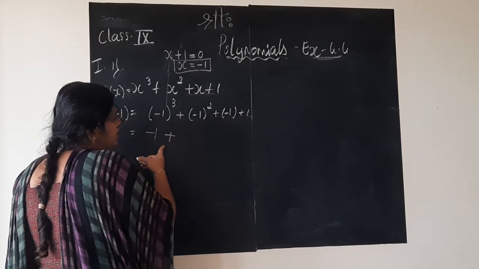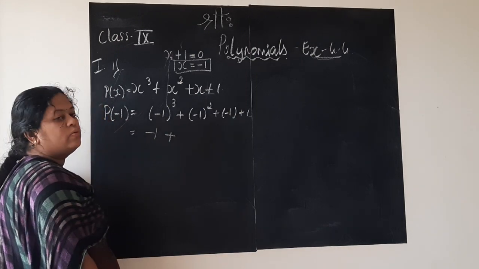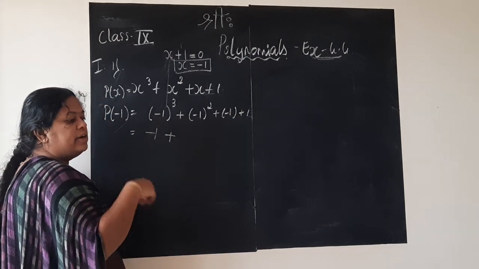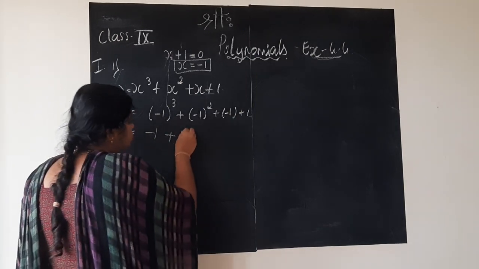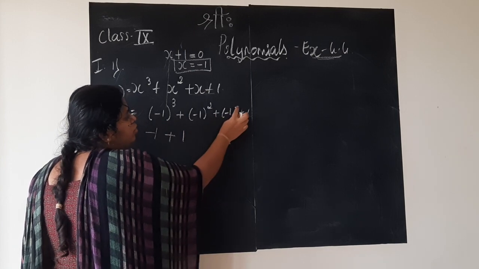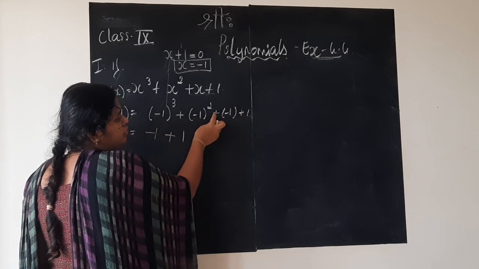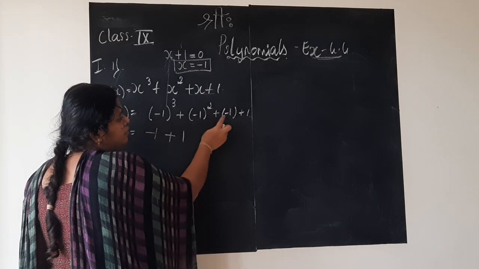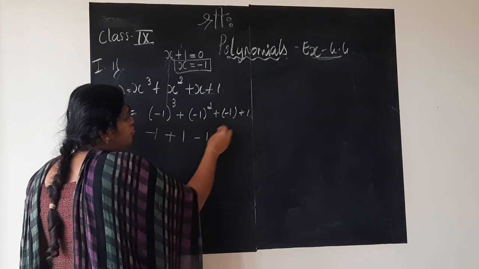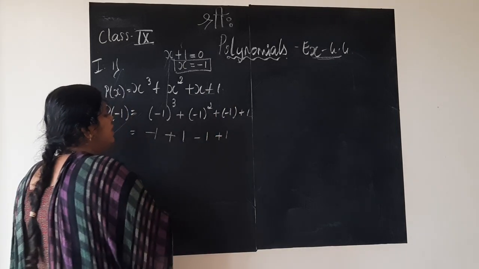This plus I will write as it is. Next I have minus 1 whole square. So it is minus 1 into minus 1, which is nothing but plus 1. And here you don't have any square or cube term, so we will directly multiply the sign inside. Plus into minus, minus 1, and the last term plus 1 as it is.